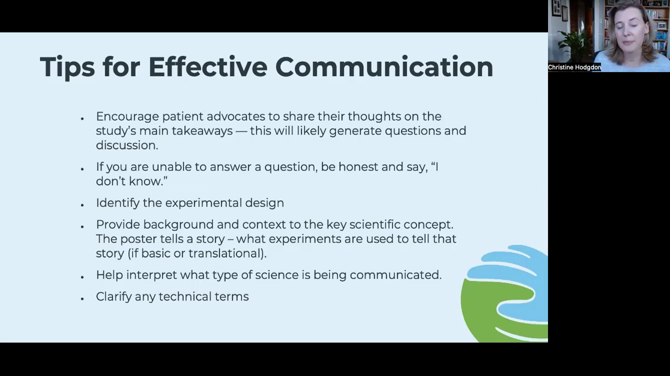And then it's important to provide background and context to the key scientific concepts. So for example, explaining the trial design rationale. The poster tells a story. So what experiments are used to tell that story?